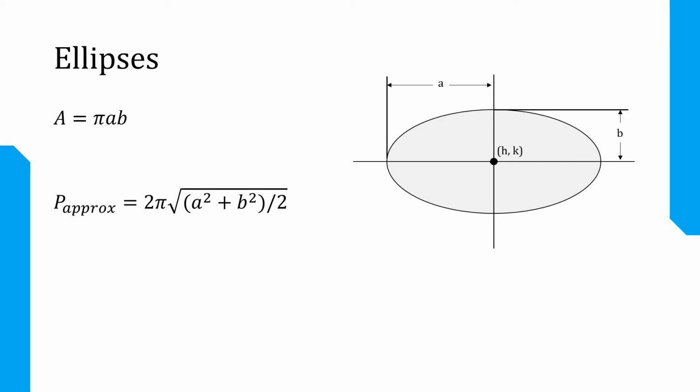Okay, so for ellipses, we're going to calculate the area to be pi times a times b, and the approximate perimeter length to be 2 times pi times the square root of a squared plus b squared, all divided by 2. So the figure shown here is a scenario of an ellipse. A and B are the semi-major and semi-minor axes respective to the origin or the center of the ellipse, given the coordinates h, k.